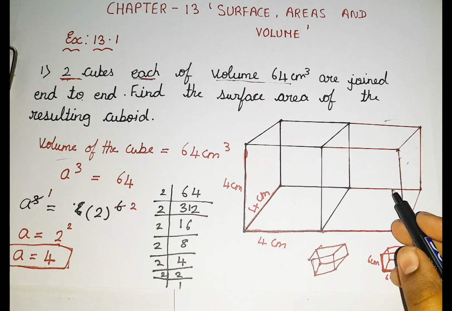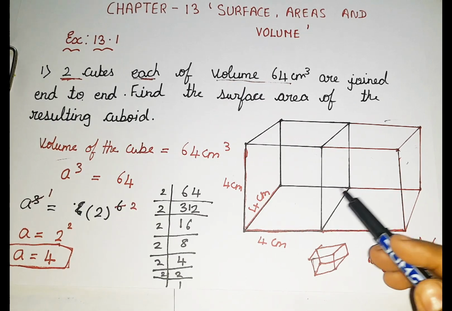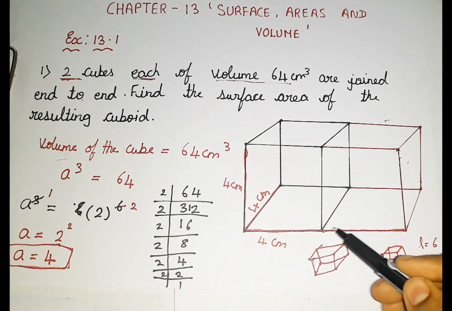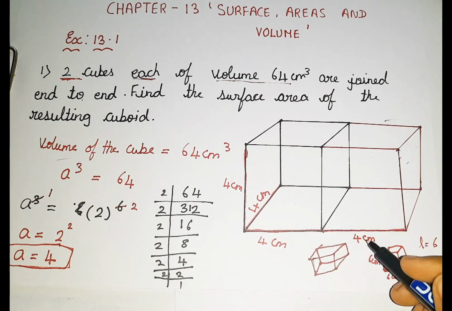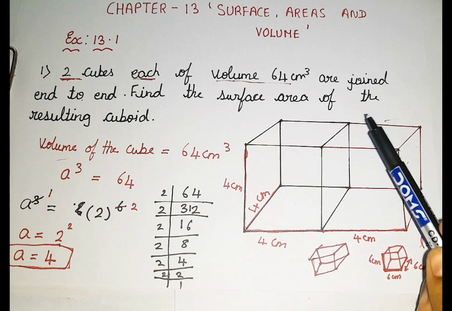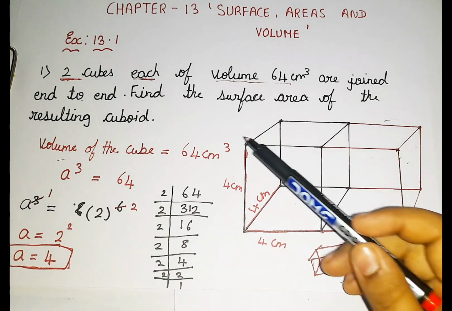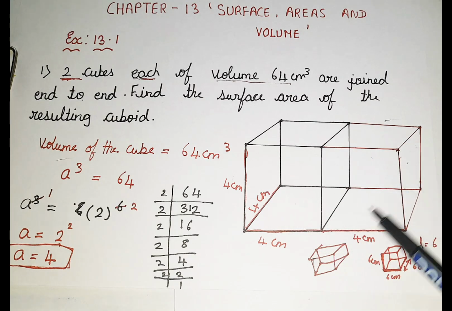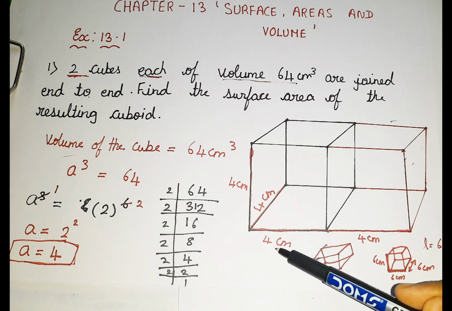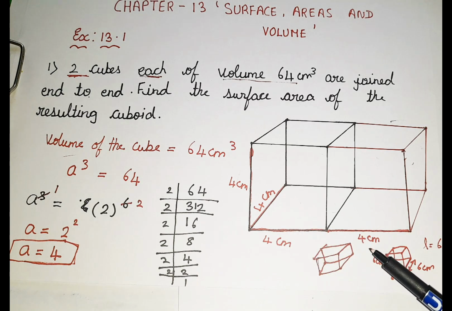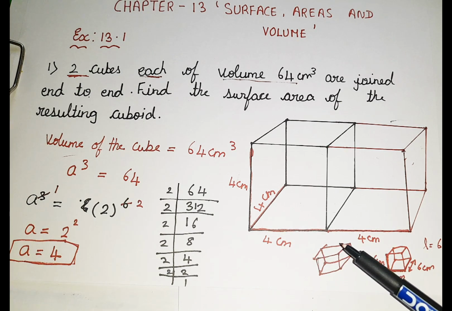Why? Because this is also a cube. Am I right? So when we just separate it, both are cubes. So this is also 4 centimeter. Since this is 4 centimeter, whenever we want to find the length of the cuboid, meaning the complete figure, we are supposed to add 4 plus 4. So what is 4 plus 4? 4 plus 4 is 8. Then what is the length of the cuboid? So the cuboid length is 8 centimeter.